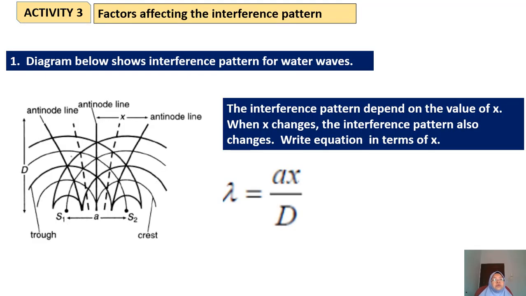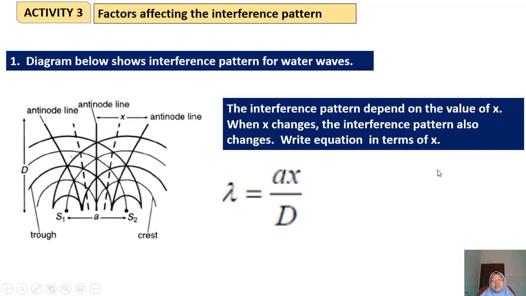Okay, so we continue with activity 3. We are going to discuss factors affecting the interference patterns. So this is the diagram to show you the interference pattern for water wave. Remember, we have the antinode line and also node line. Remember, this is a, the distance between two coherent sources or two dippers of the ripple tank. So the interference pattern depends on the value of x. So when x changes, the interference pattern also changes.